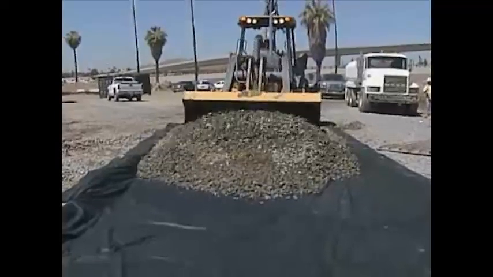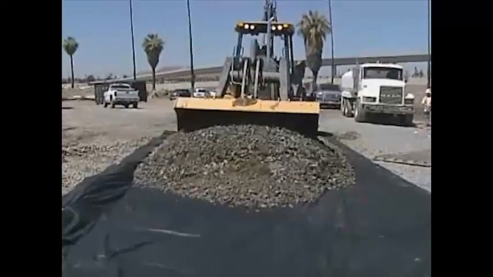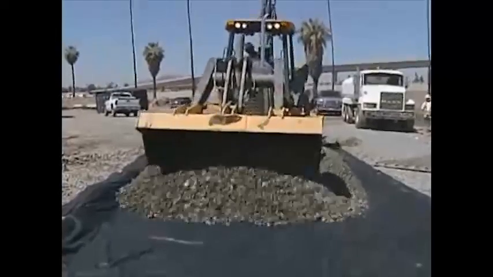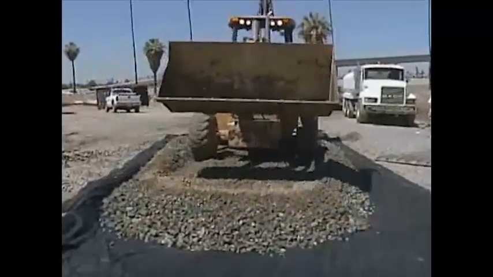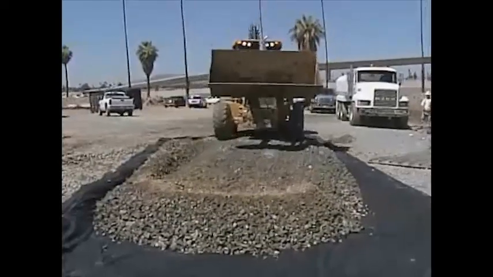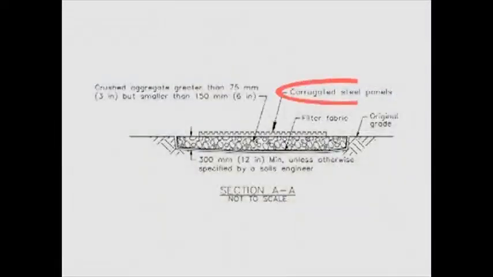Caltrans requires that the coarse aggregate be approximately 3 to 6 inches in diameter. The selection of rock size should be based upon longevity, required performance, and site conditions. Use of a prefabricated steel plate with ribs is only allowed with written approval by the resident engineer.